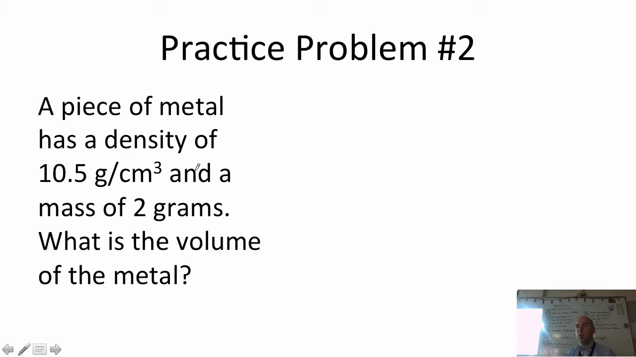So what do we know? Give me hands. The density and the mass. Okay, Kyle? Mass and density. Okay, so I know density equals what? 10.5 grams per cubic centimeter. Now I want you to actually write that down. I want you to get in the habit of writing what you know down. What else do we know?